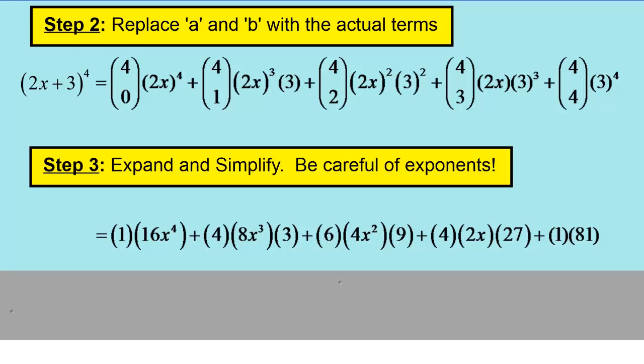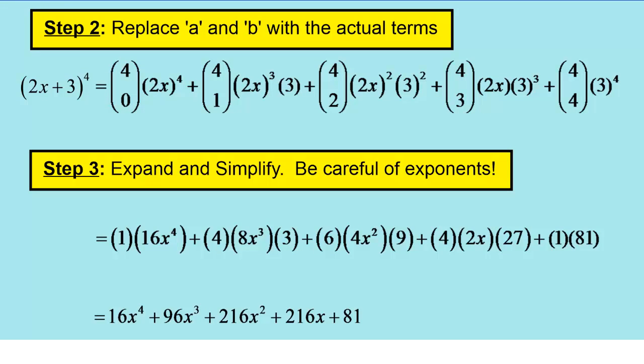So our final step here is now to simplify. We can't leave it at this. We have to multiply all the coefficients together to get one number for each term. And there you have it. 1 times 16 is 16. 4 times 8 times 3 is 96, and the x cubed is there. 6 times 4 times 9 is 216. 4 times 2 times 27 is 216 as well. And 1 times 81 is 81. So that whole thing is equal to 2x plus 3 all to the exponent 4. And that's the proper expansion.